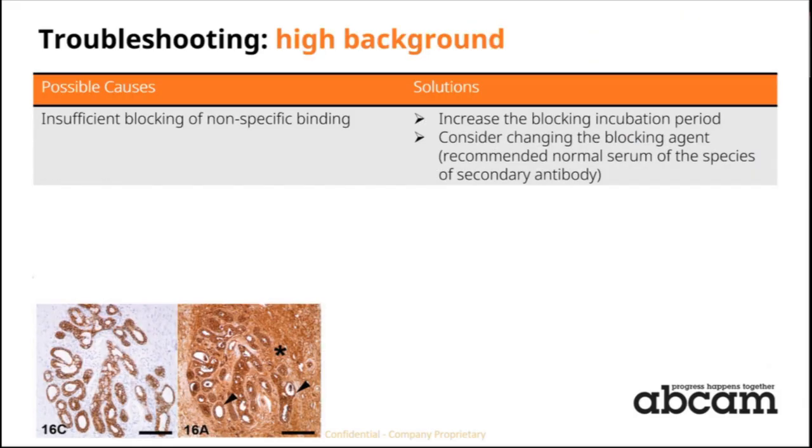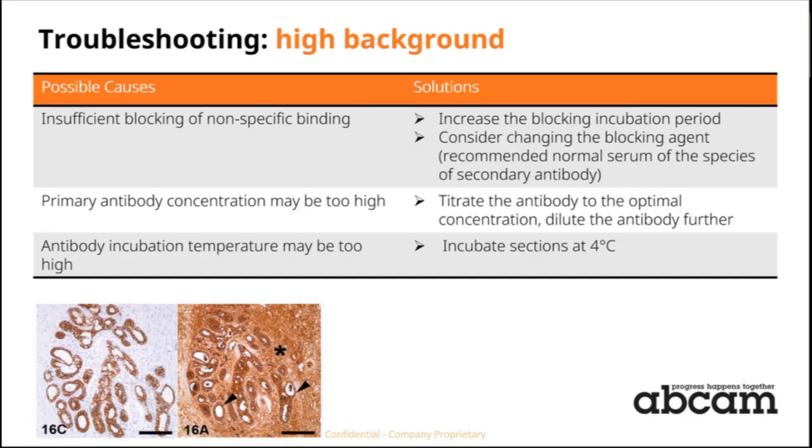On the other hand, for high background staining, the first thing we need to check is if this could be due to insufficient blocking, and whether you will need to use a longer blocking time. And it might also be necessary to use a different blocking buffer. We usually recommend using normal serum of the species of the secondary antibody as it gives a stronger blocking as compared to using BSA.